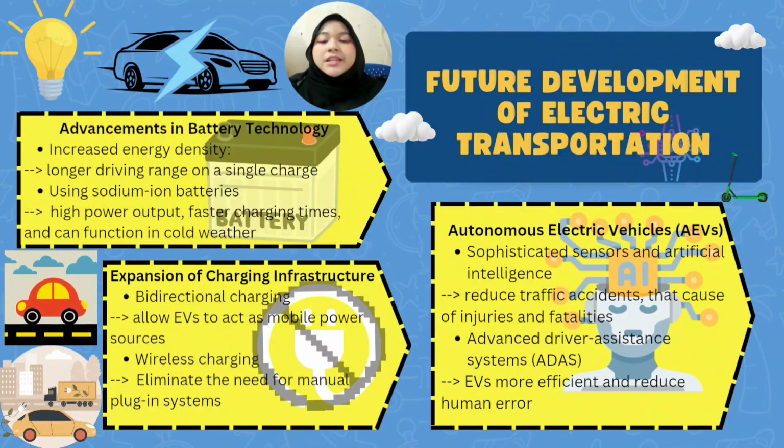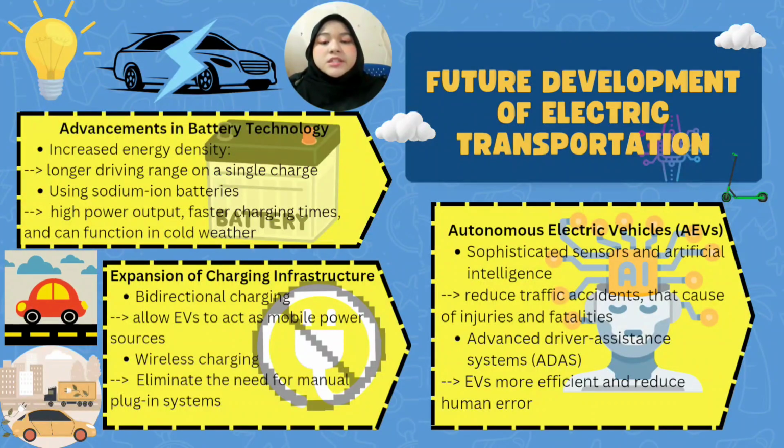This means that the electric vehicles have bi-directional charging, which allows them to act as mobile power sources. This means that the electric vehicles not only act as transportation, but act like giant batteries where they become portable power stations. The second one would be wireless charging, where the need for a manual plug-in system in the future would be eliminated.